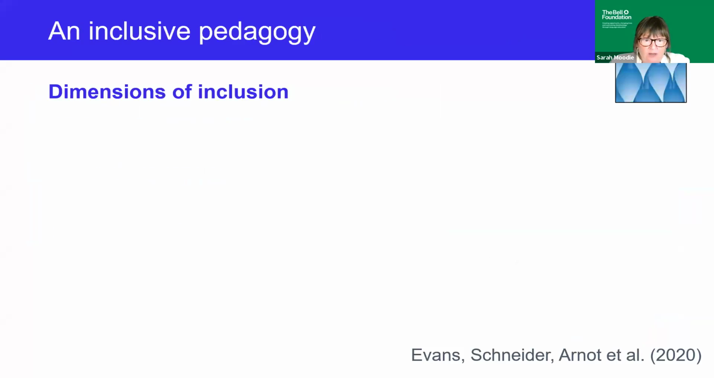So the inclusion quadrant by Evans et al. divides inclusion into 4 aspects which overlap and are interdependent. And it's become a kind of bedrock, really, of what we do at the Bell Foundation because we like it so much. So I thought I'd run the idea of interventions through this quadrant of inclusion and see what we get.